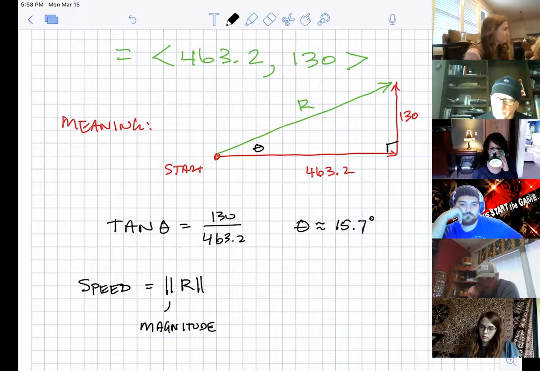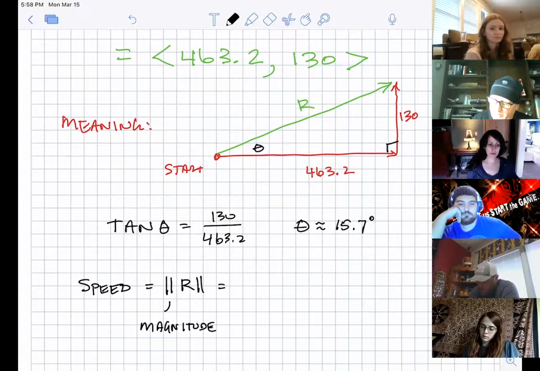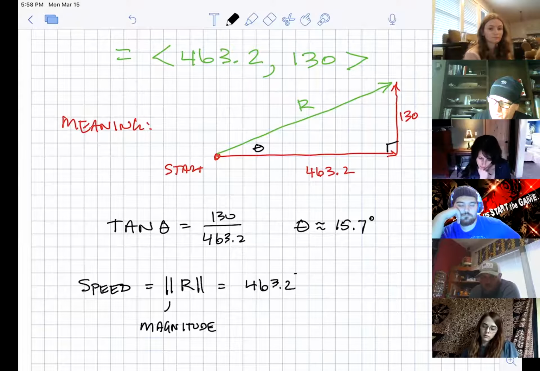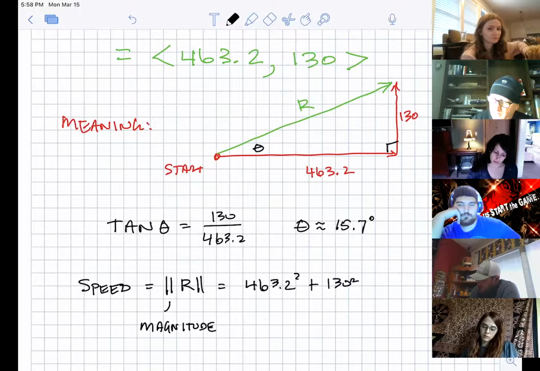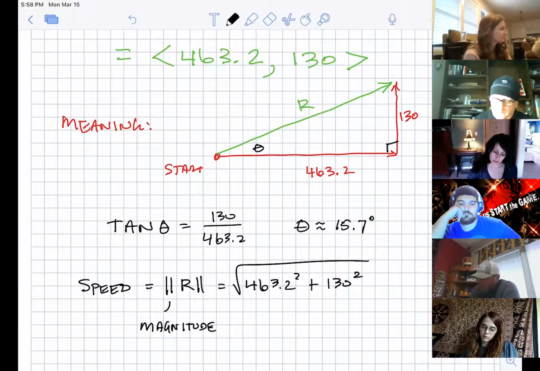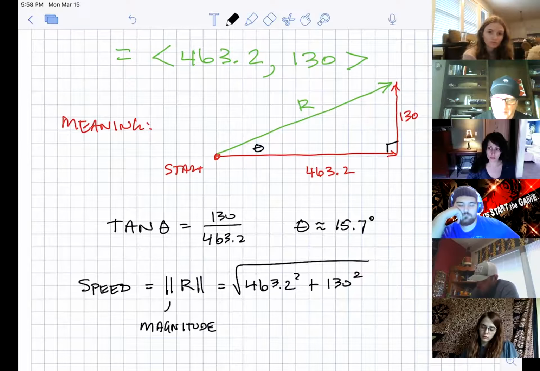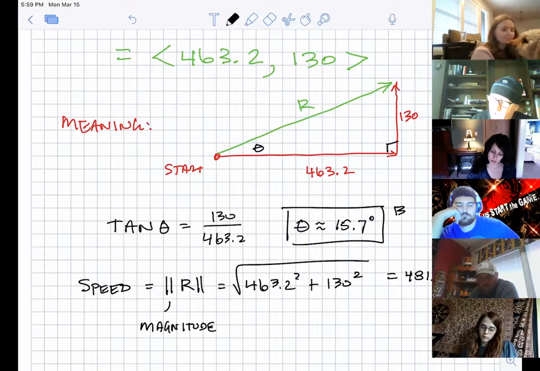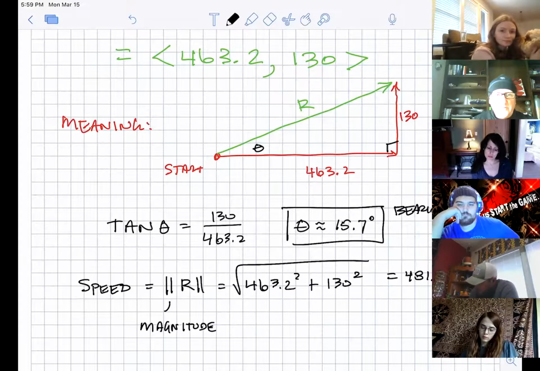That's the magnitude. And you say, well, that's not hard. That's Pythagorean theorem. I already know that. That's 463.2 squared plus 130 squared. That's terrible. Square rooted. Square root of 463.2 squared plus 130 squared. Bam, 481.1. In this case, miles per hour. So notice you know your actual bearing. You now know the plane's actually going to fly at 15.7 because of the wind, and you know its actual speed. That's pretty cool.